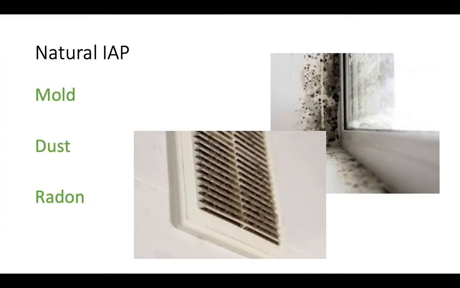Okay, that's anthropogenic indoor air pollutants. Let's talk about natural, non-anthropogenic ones. Mold and dust are pretty straightforward. In fact, dust is so straightforward, I don't even have a slide for it. It's just like dead skin cells that pile up. People are allergic to them, and you don't like breathing them in. And we'll also talk a little bit about radon.